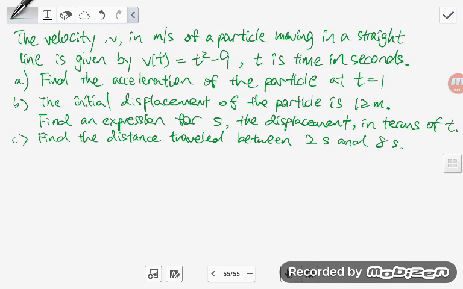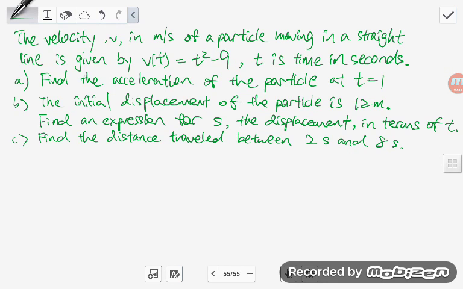Hi, in this video I'll show you guys a word problem that will require us to apply our knowledge on finding integrals to kinematics. Kinematics means the study of moving objects: velocity, displacement, acceleration, all of that. I want you guys to pause the video and read the question first. Try to understand what information has been given to us.